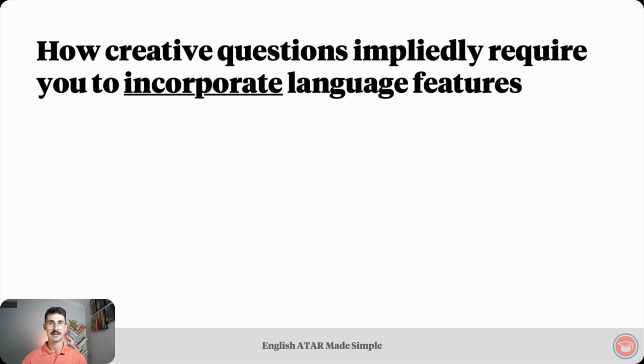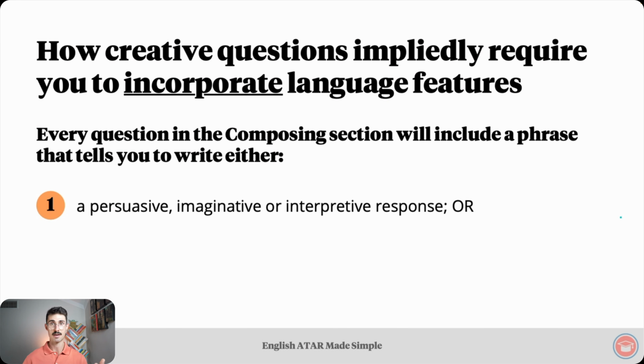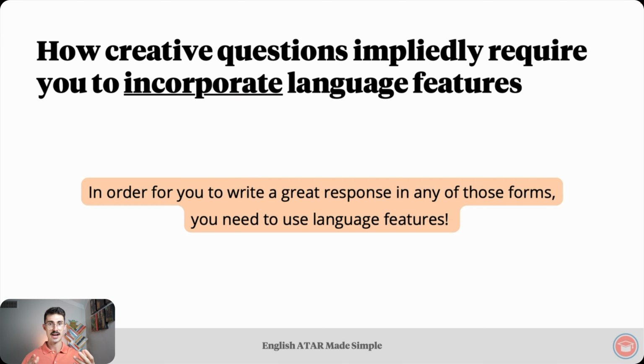This one is much easier to understand, in my opinion. Basically, every question in the composing section will include a phrase that either tells you to write a persuasive, imaginative, or interpretive response, or in a form of your choice. And that form must be persuasive, imaginative, or interpretive. Language features are relevant in these questions because in order for you to write a great response in any of those forms, persuasive, interpretive, imaginative, you need to use language features.